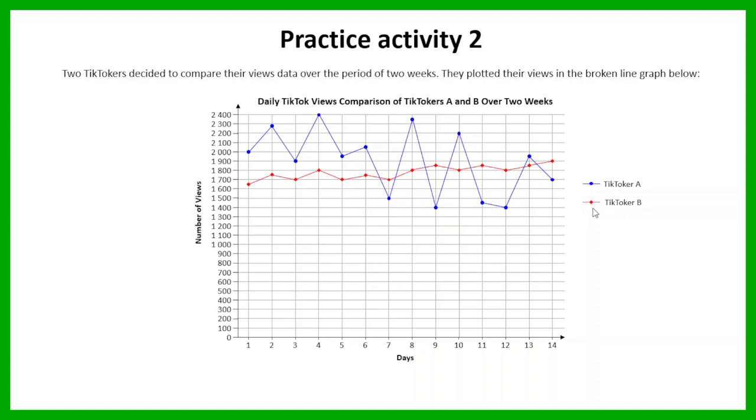And then your key will need to show you, in this case, the key shows you that you're using the dotted lines. And for this one, it shows you that you're using the different colors. So your key will tell you what each color or what each line type is representing. Okay, so in this case, the blue line is TikToker A and the red line is TikToker B. If you're looking at the printed version, then the solid line is TikToker A and the dashed line is TikToker B.